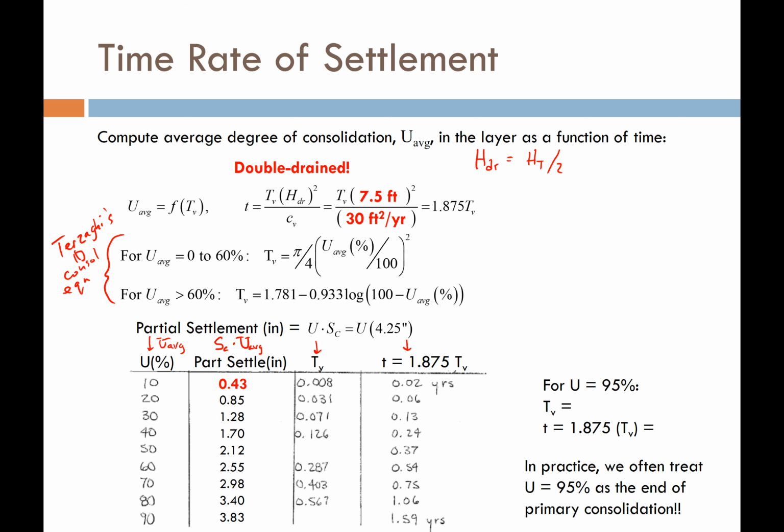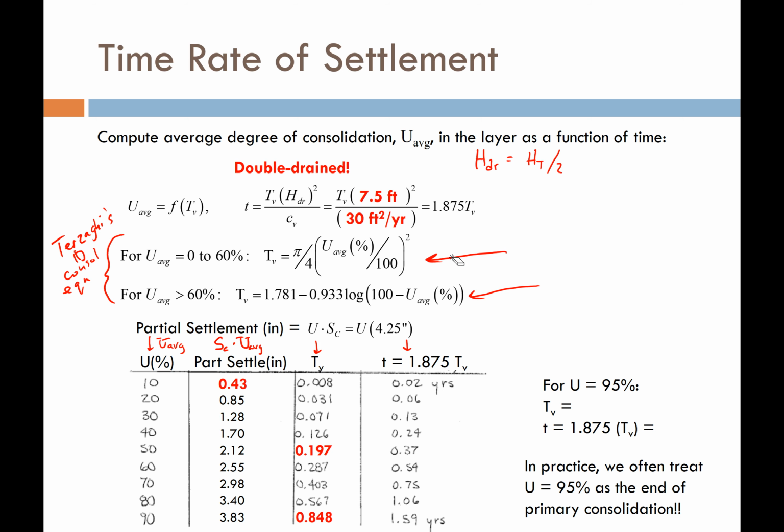And then all I have to do is compute the corresponding T sub V value from that degree of consolidation, and I'm going to get that from these equations right here. So these T sub V values are computed from these two equations. At 50%, that's going to be a T sub V value of 0.197, which we talked about in an earlier lecture, and for 90% it would be 0.848. So now I'm going to plug those T sub V values into this equation right here, which will give me the time for consolidation for my specific clay layer.